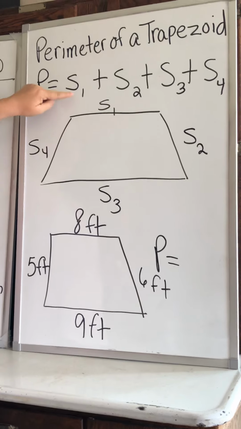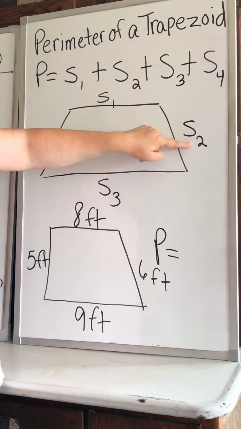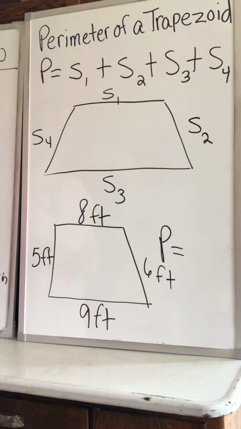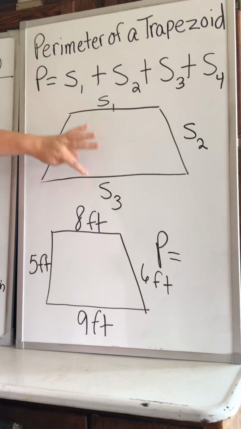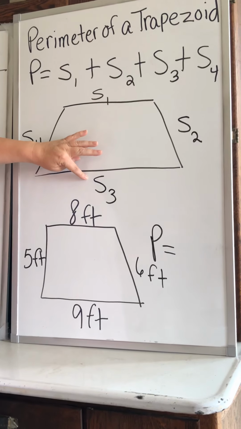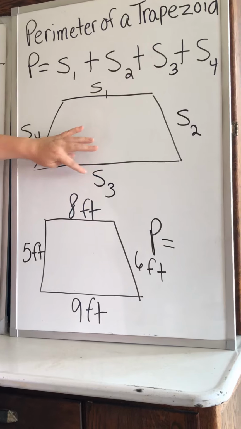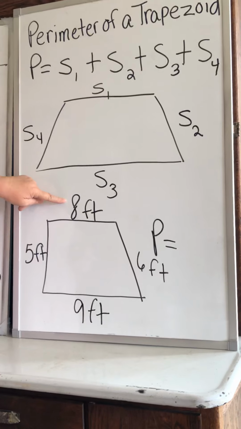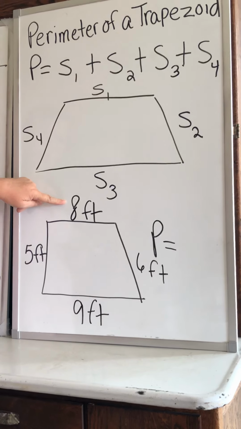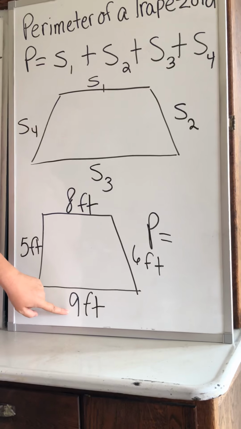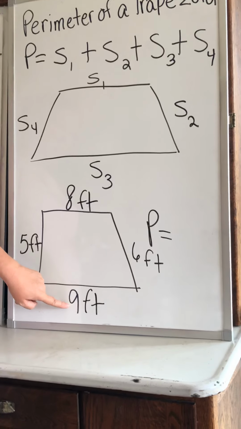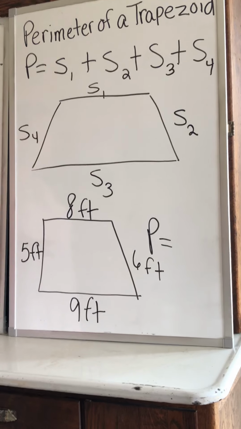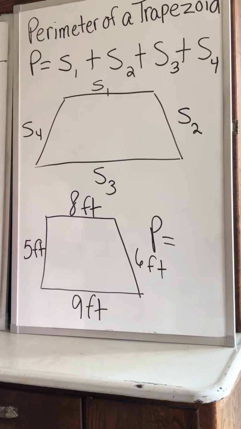Now, the perimeter is S1 plus S2 plus S3 plus S4. And remember, once we get into area, they're going to start calling these base 1 and base 2. That is something to know for the future. So we're going to take a look at this example down here. We have 8 feet on this side, which is base 1. We have 9 feet down here across the opposite side, which is base 2. This side is 6 feet, this side is 5 feet. None of the sides equal each other, so we're just going to add.